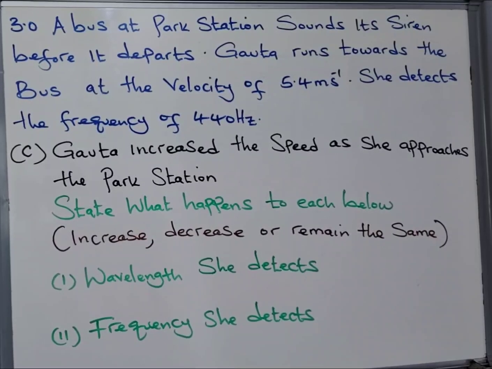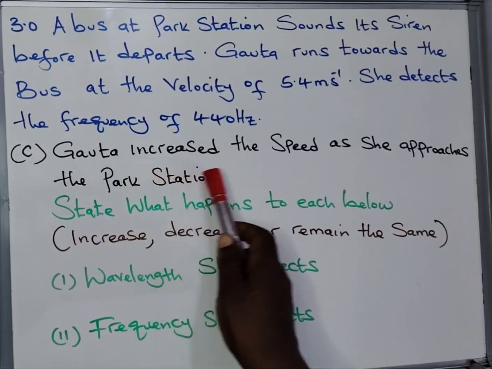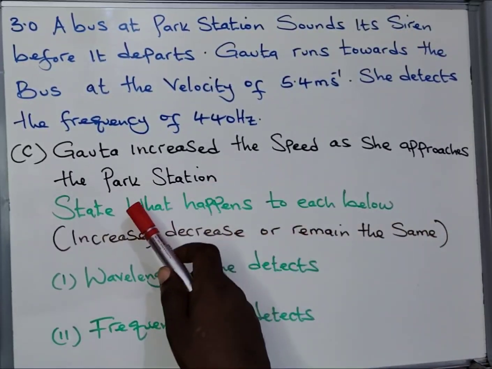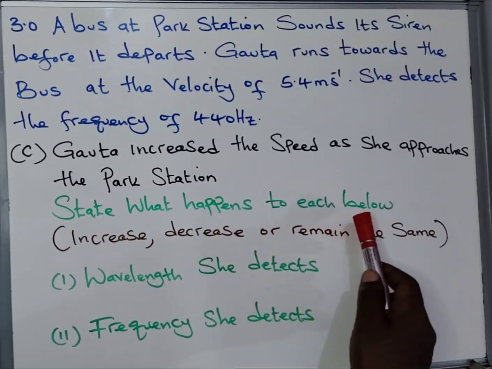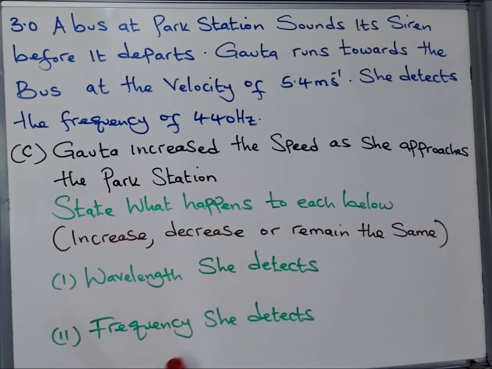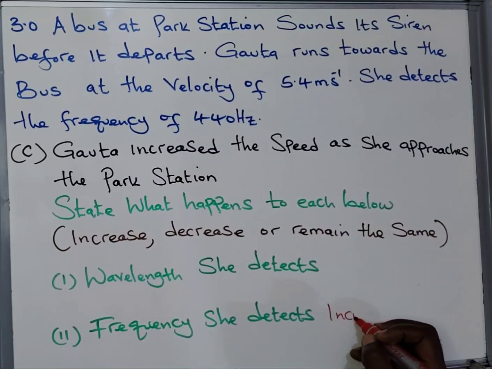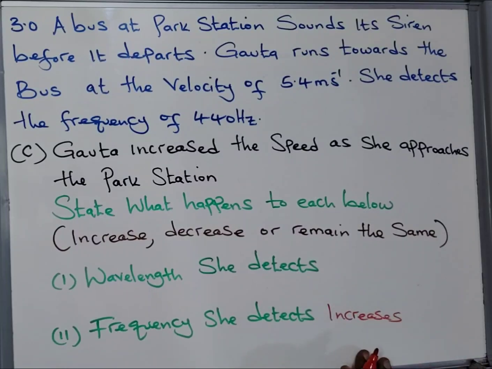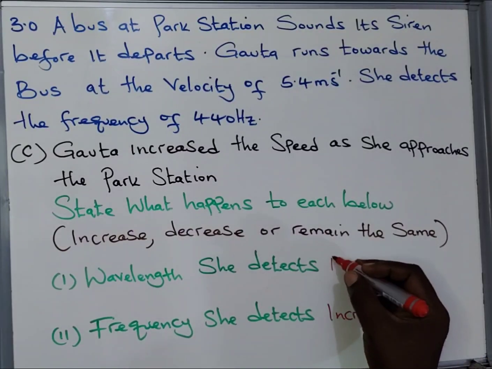So then comes this question. It says, she increases the speed as she approaches the park station. State what happens to each below. You choose from increase, decrease, or remain the same. What happens to the wavelength she detects? First of all, you have to know that she's approaching and she's increasing the speed. So what happens to the frequency under the circumstance when you are approaching and you increase the speed? The frequency increases. So if frequency increases and frequency is inversely proportional to wavelength, the wavelength will decrease.